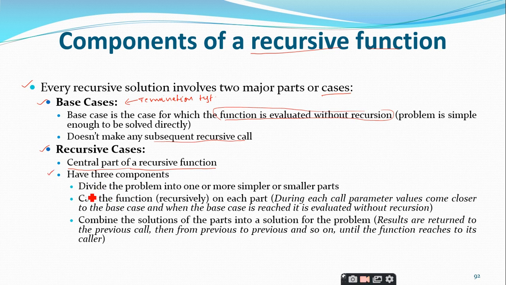Here what happens is, divide the problem into one or more simpler or smaller parts, call the function recursively on each part, and then combine the solutions of the parts into a solution for the problem, right? So this is what happens in the recursive case. It tells how many times you want to iterate or repeat the set of statements. So very important components: base case and recursive case. Base case specifies the termination test and the recursive case specifies the number of times the repetition should happen.